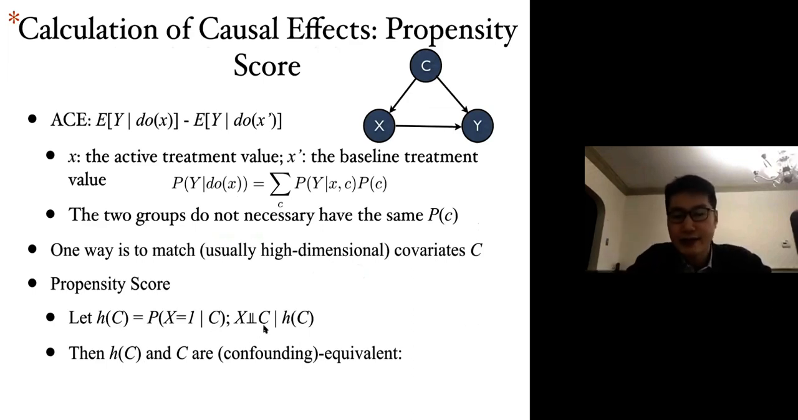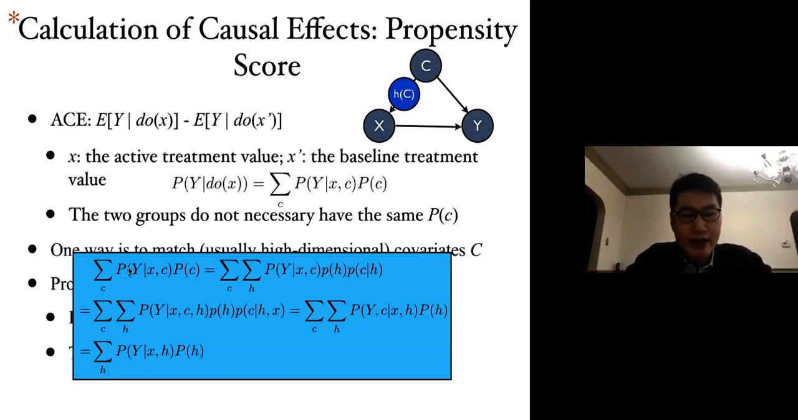And you can show that given this propensity score, X, the variable you intervene on, and C, the other covariates, become conditionally independent. And because of this property, we say H(C), the propensity score, and C are confounding equivalent in the following sense.